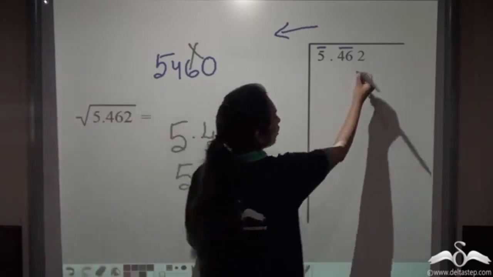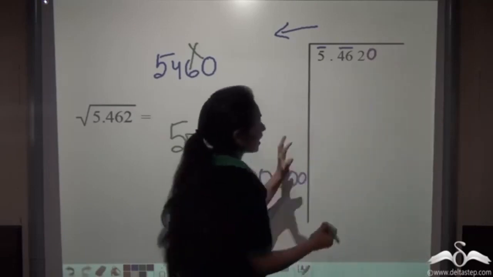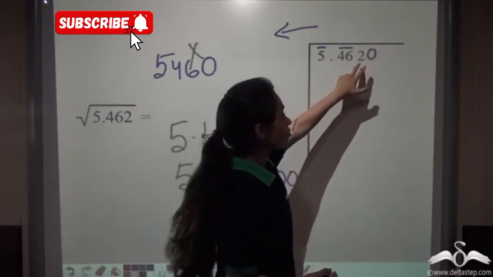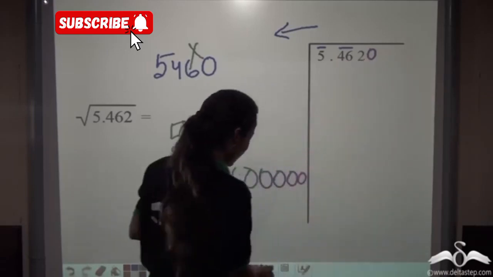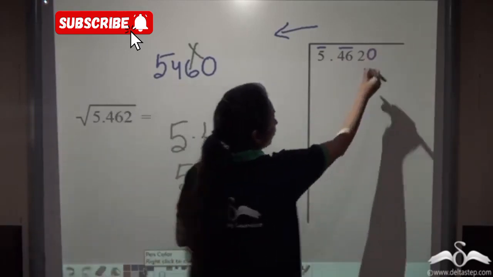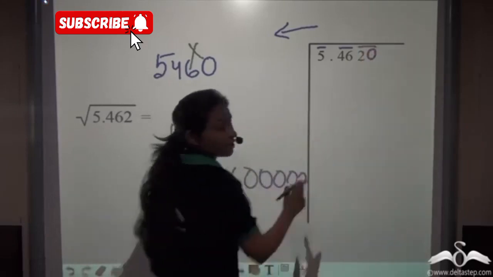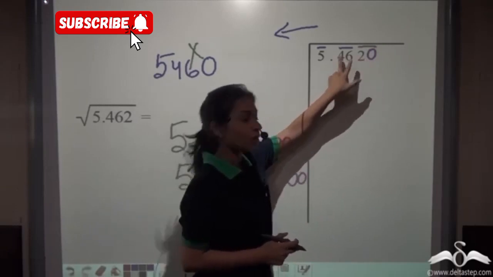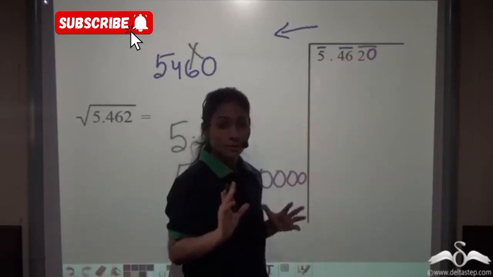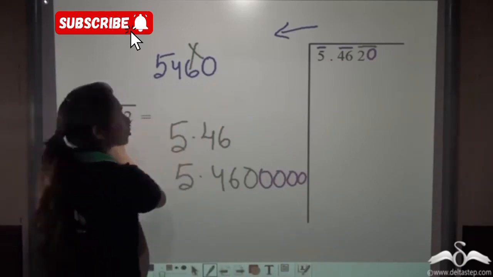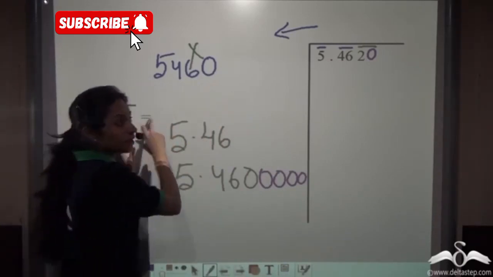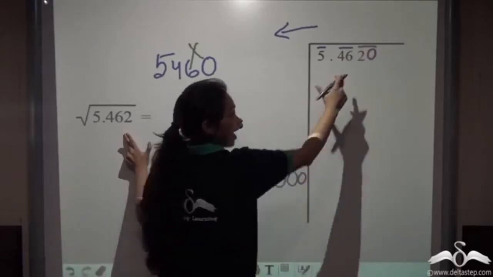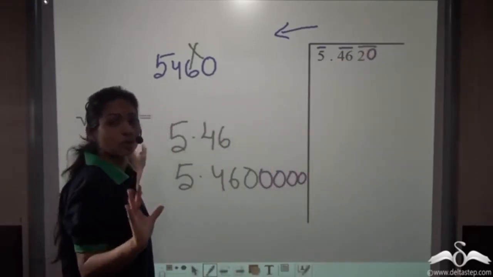So here what we can do, we can put a 0, because adding a 0 to 5.462 will not change its value. So if I'm adding a 0, my work is being done. I am getting a digit for my bar, because these digits need to be in pairs. So I can add a 0 only if it is a decimal number. Remember, do not do it if this is not a decimal number. If this is a decimal number and you are short of a digit to become a pair, you can add a 0. But in a normal number, you cannot do that.